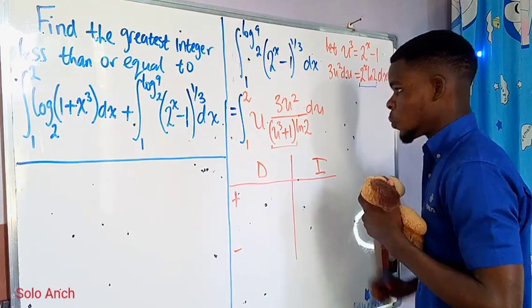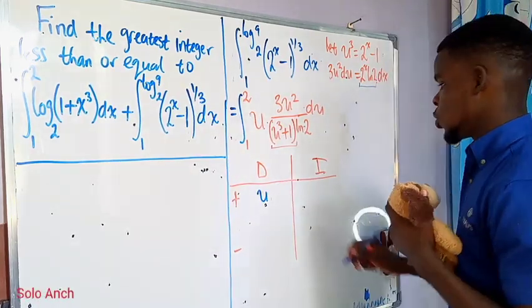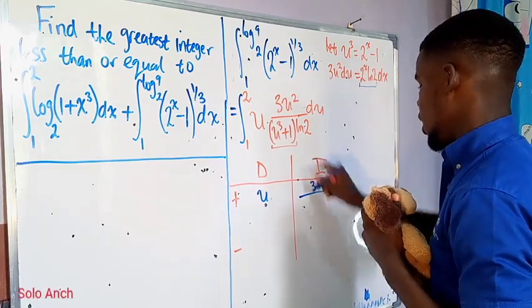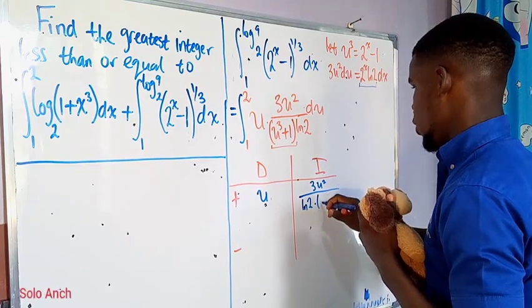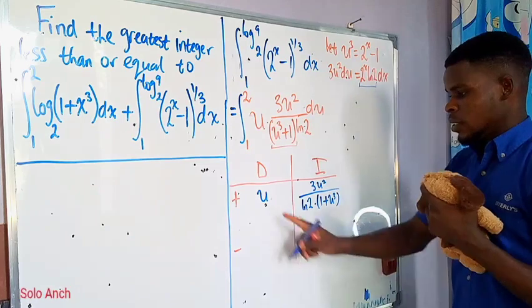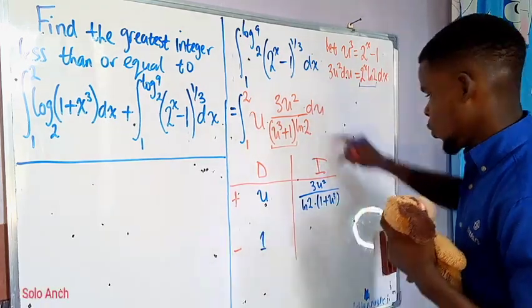So first of all, I'm going to put down the function we want to differentiate, which is the u, and then I'm going to put down the function we want to integrate, which is 3u squared divided by, let me put the natural logarithm of 2 here, but you multiply it by 1 plus u to the 3rd power, all right? Okay, that's nice. So we differentiate this u with respect to u. We are going to have 1 with respect to u, all right?